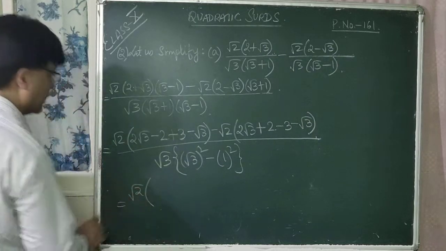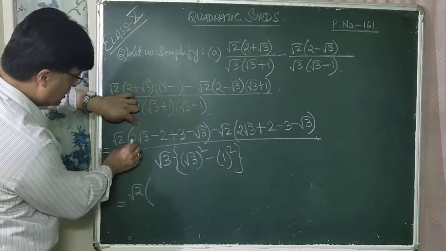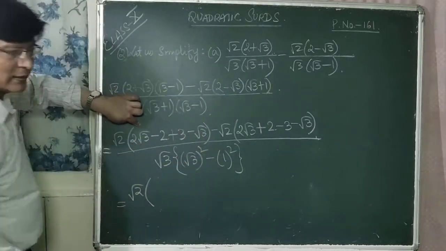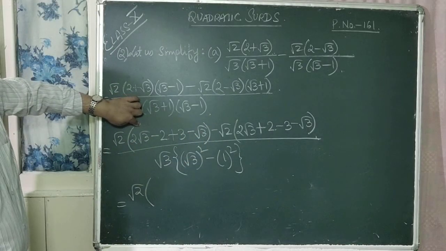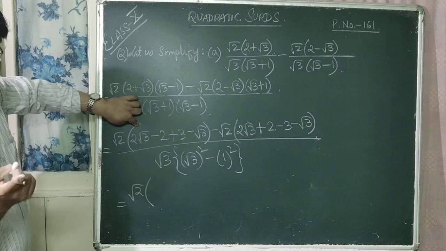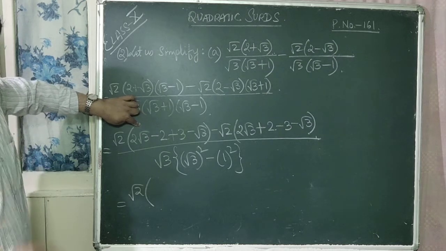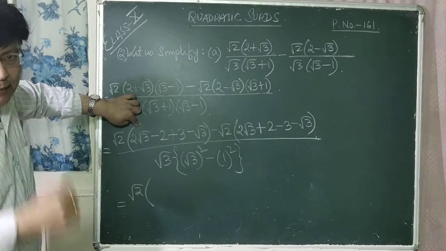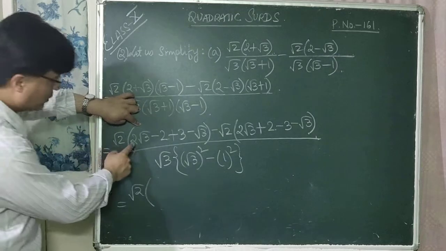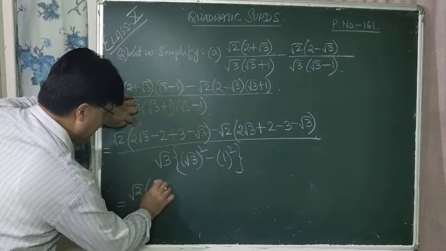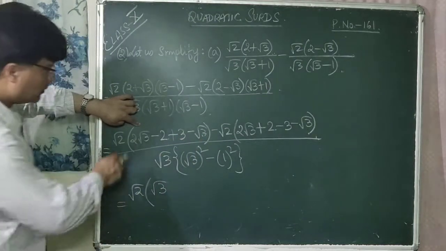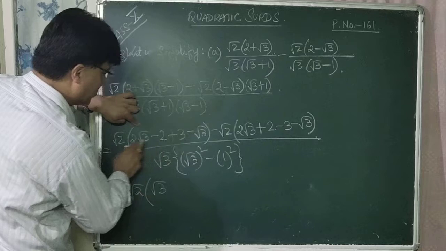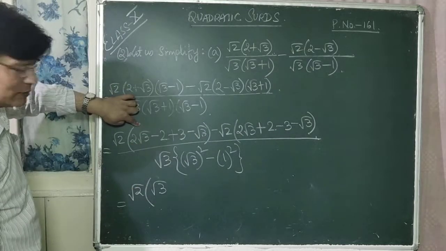Root 2 within bracket. Now, you know that this is 2 root 3 minus root 3. This is similar surds. It is just like your 2a minus a. What is 2a minus a? If you subtract one apple from two apples, how many apples are there? One apple. Likewise, what is 2 root 3 minus root 3? Only root 3. If you subtract one root 3 from two root 3, how many? One root 3. Understood?